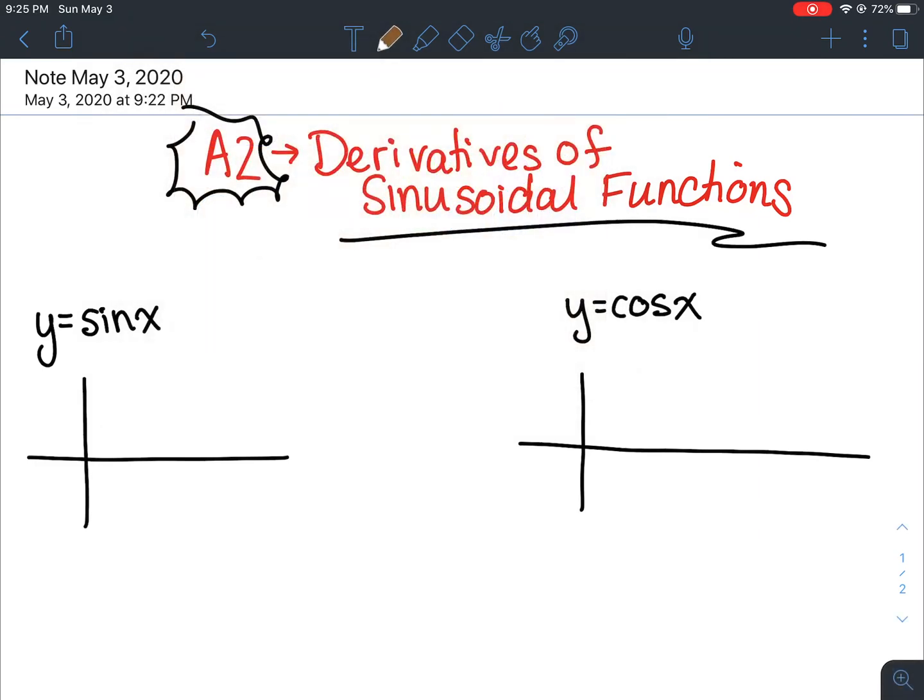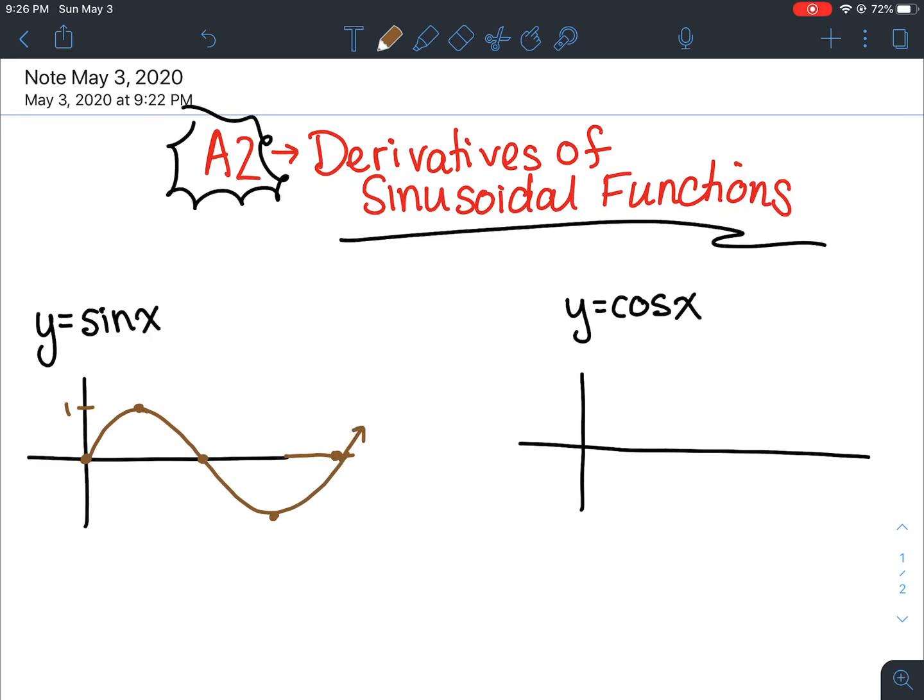Okay, so check out the graph of y equals sine x. We know that graph starts at 0, and then it goes up, reaches a max of 1, and goes back to 0, then down to -1, and then back up to 0. So that's what sine x looks like.